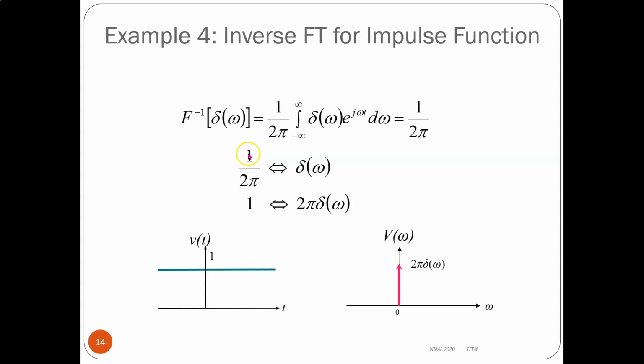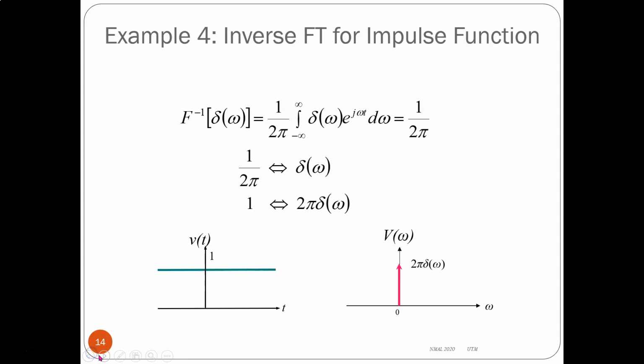So in order for us to put the pairs, 1 over 2 pi is actually the Fourier transform pair of delta omega, or 1 is actually the pair for delta omega multiplied by 2 pi. So if we have the time domain signal in terms of the straight line here, which has the value of 1, which is normally the DC value, the Fourier transform for this v(t) is the impulse function, which is 2 pi delta omega.